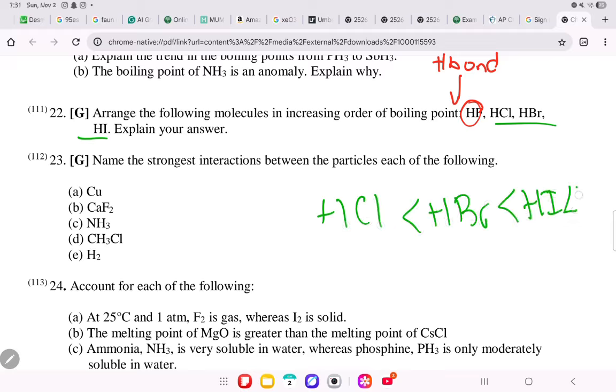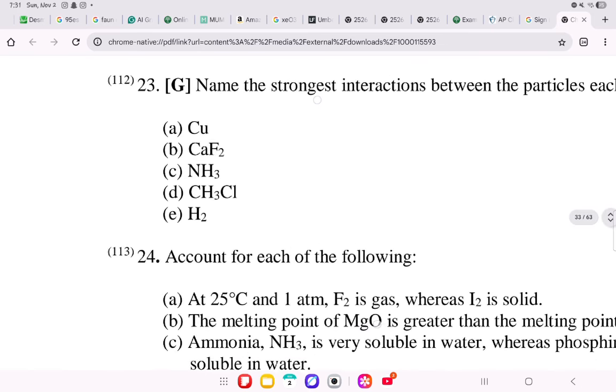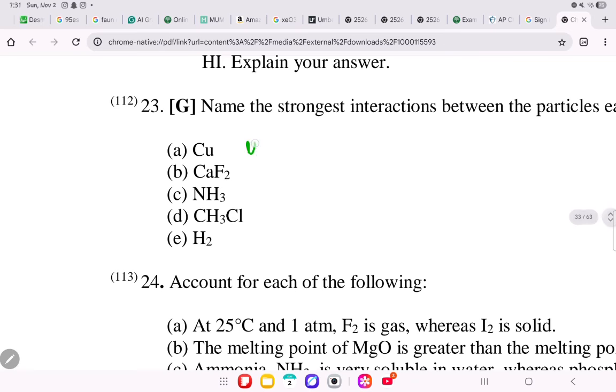So that's it for 22. We'll move on to 23. Name the strongest interactions between the particles in each of the following. So Cu is definitely for sure a metallic bonding, because it's a metal. CaF2, if you did the electronegativity difference, you're going to see that it's ionic. And NH3 is a hydrogen bond directly, because you see hydrogen with one of the electronegative atoms.